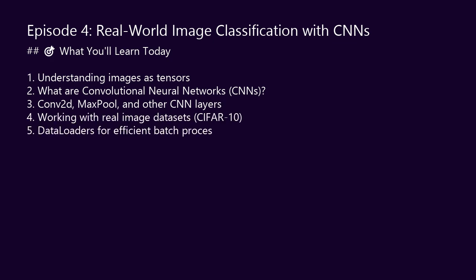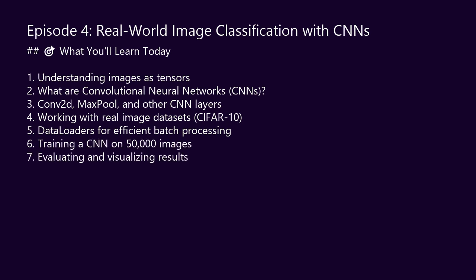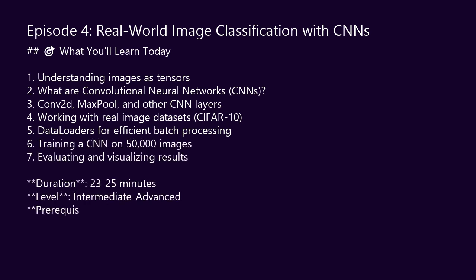In the previous episodes, we worked with simple numerical data. Cricket scores, movie ratings, match predictions. Today, we are jumping into computer vision. We are going to build a convolutional neural network, or CNN, that can actually see and recognize images. By the end of this episode, you'll have a working image classifier trained on 50 real images. This is the technology behind face recognition, self-driving cars, and medical image analysis. Let's dive into the visual world of AI.